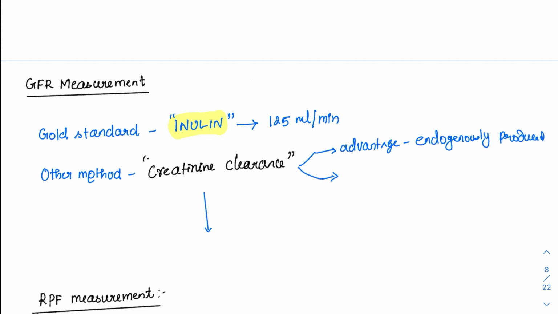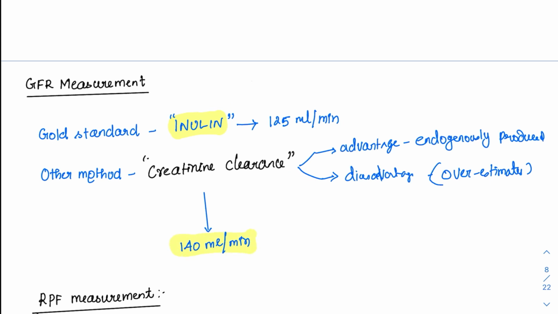Whenever there is an advantage, there should be a disadvantage. And we know that this is not a gold standard also. So what is the disadvantage? It overestimates. There is some secretion which is happening, which is going to overestimate the GFR a little bit. Whenever the creatinine clearance was done, the GFR was coming out to be 140 ml per minute. This overestimation is the demerit for the creatinine clearance.